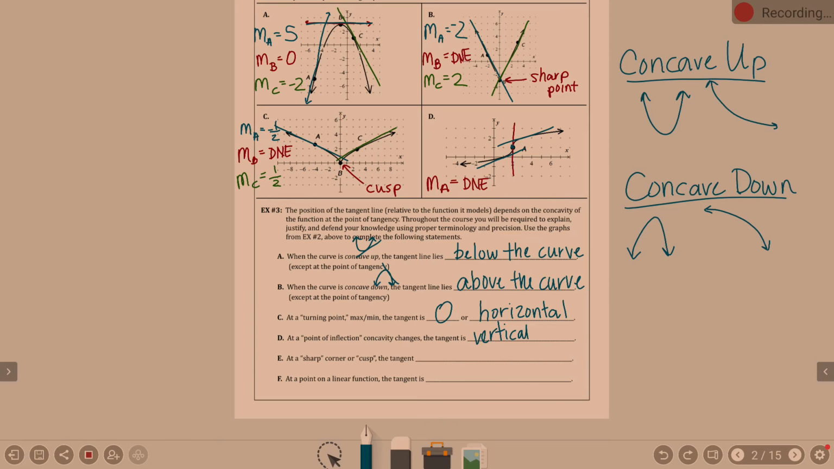Depending on how you drew that, if we look at that one there, that would be a horizontal. But if we put it right there, nope, that one wouldn't work. Never mind. Okay, so yeah, vertical. At a sharp corner or cusp, what did we say about the tangent? Does not exist.